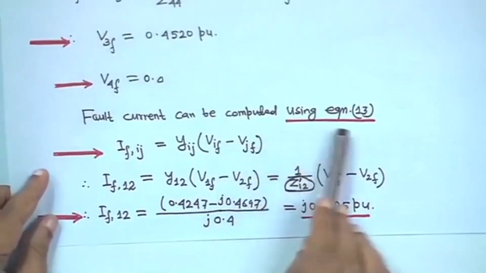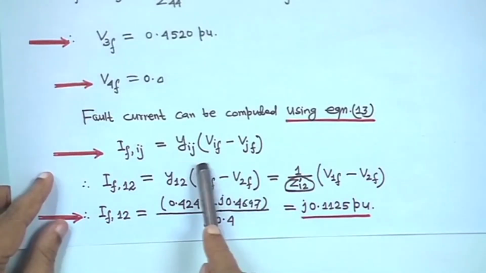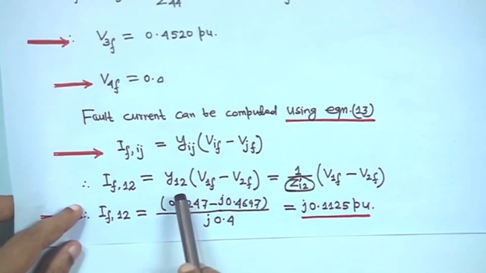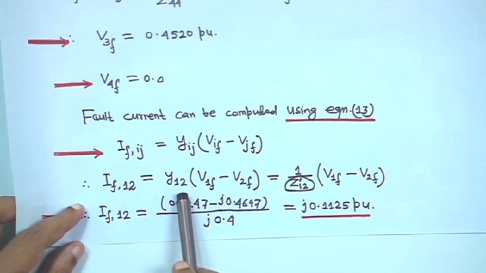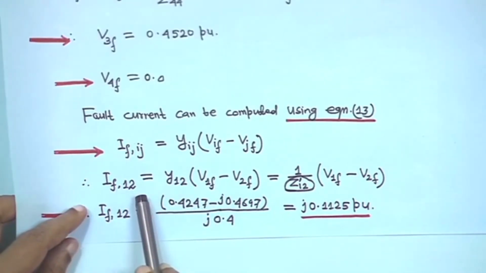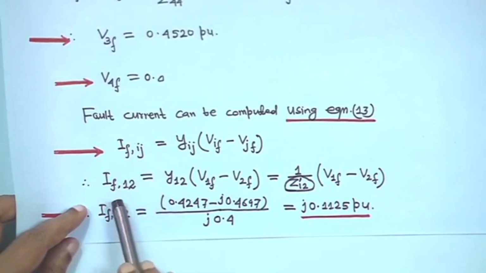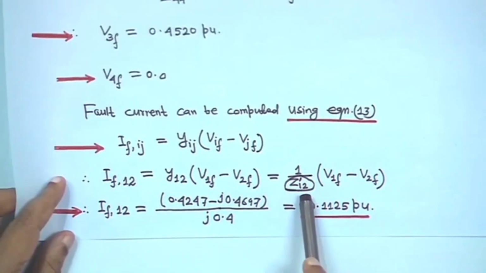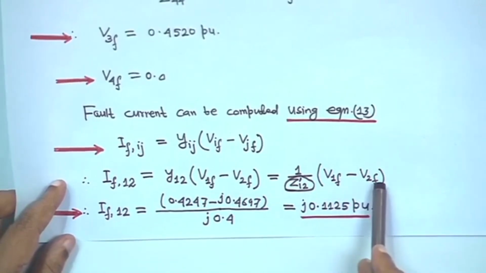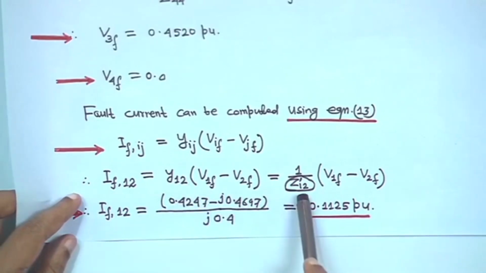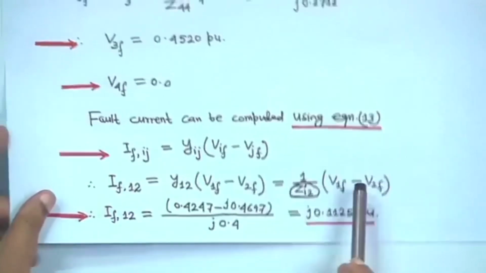Now, fault current can be computed using equation 13, IFij equals yij into Vif minus Vjf. Y12 is equal to 1 upon Z12, because here it is small y, not the capital Y matrix, as we are computing only the line fault current. So, for i equal to 1, j equal to 2, IF12 is 1 upon Z12 into V1f minus V2f. You will get IF12 is j0.1125 per unit. Z is given, so you calculate accordingly.